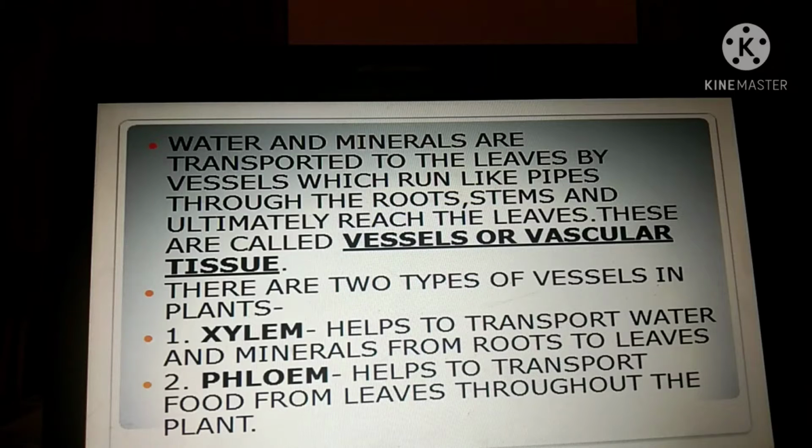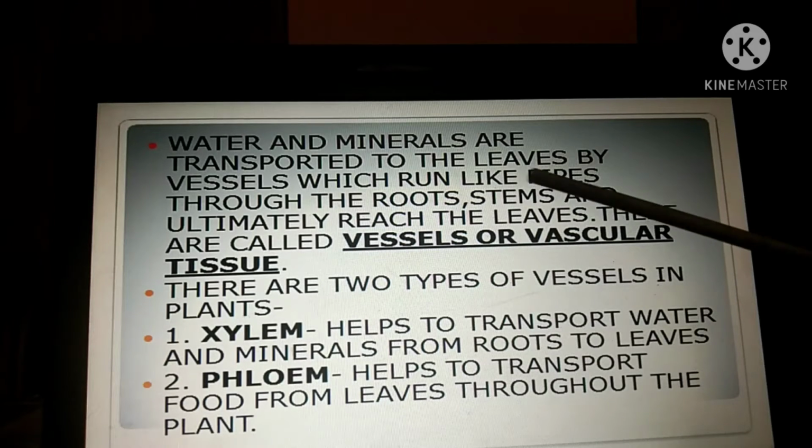Hello students. In the previous slide we discussed the structure of stomata, and we also discussed guard cells, what the function of the guard cell is, and how it controls the stomata. In this slide we are going to study a very important topic, that is vessels or vascular tissue. Let us see what it is.